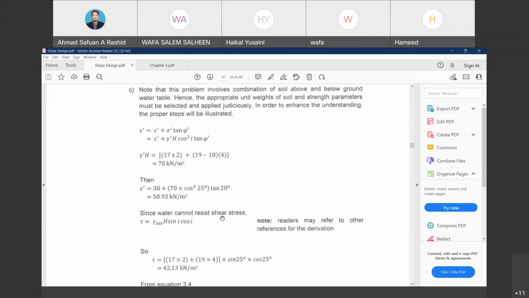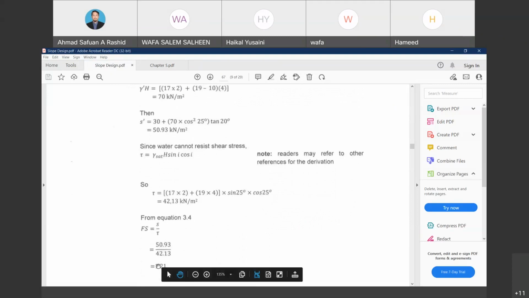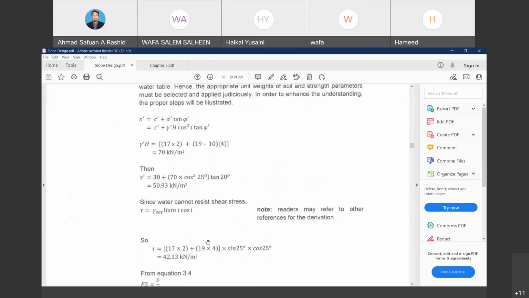So since water cannot resist shear stress, we only use gamma saturated. Then tau is equal to 42.13. From equation 3.4, S over tau is equal to 1.21. That is the approach or method from Dr. Kamarudin's textbook.